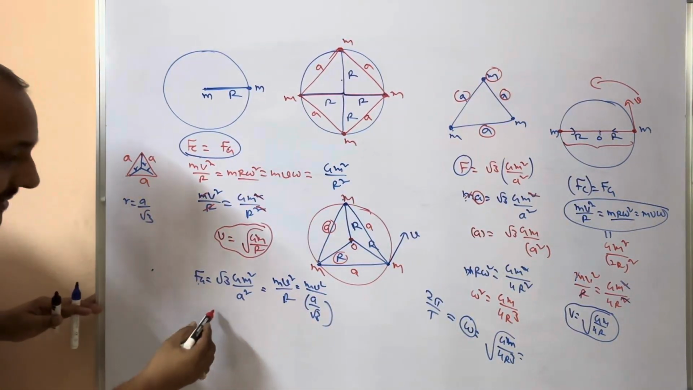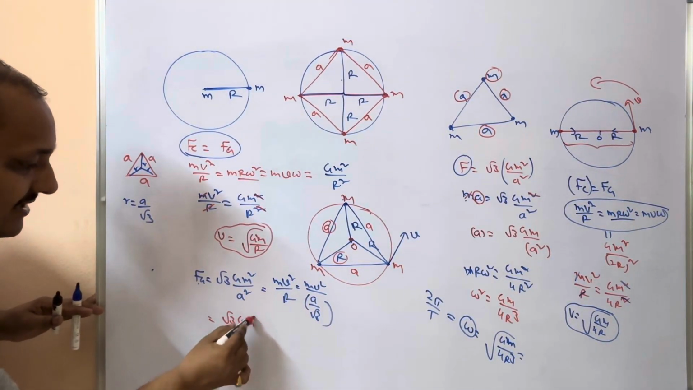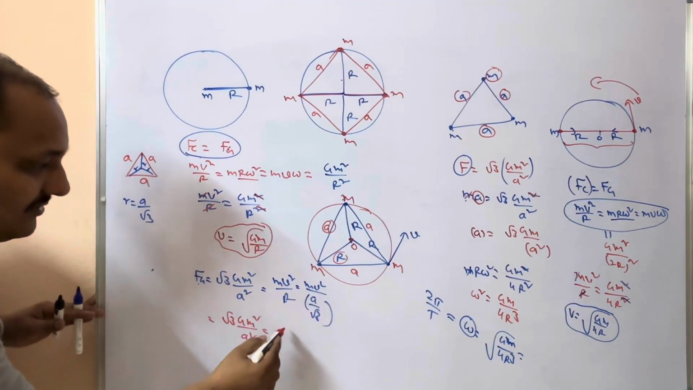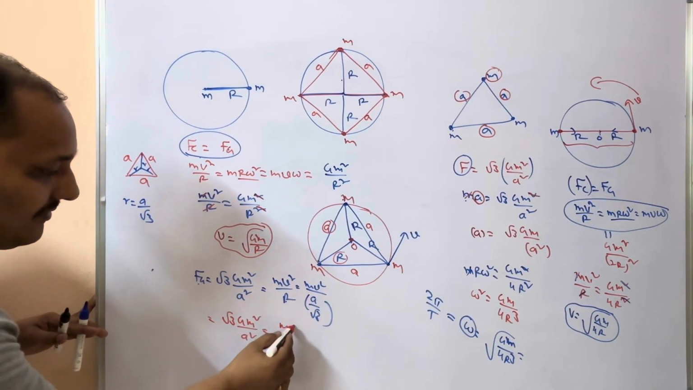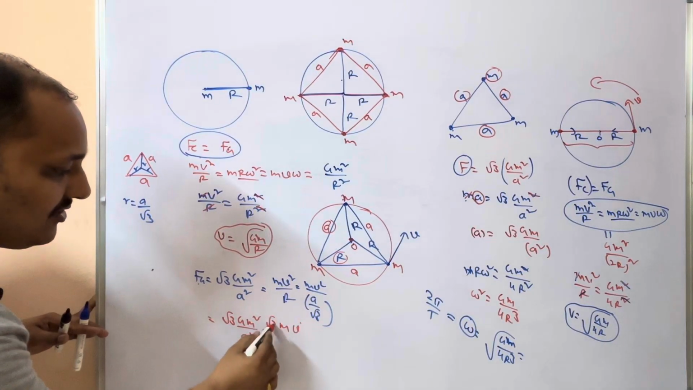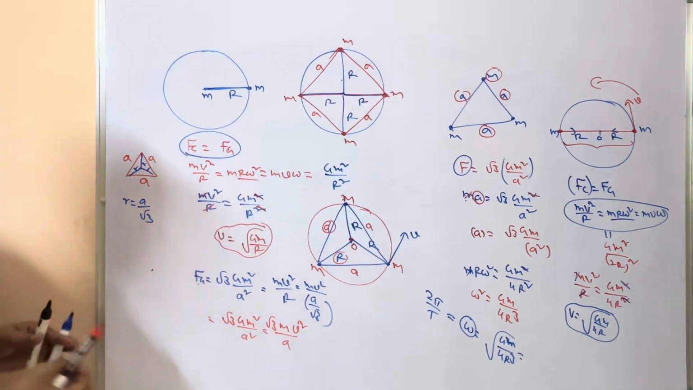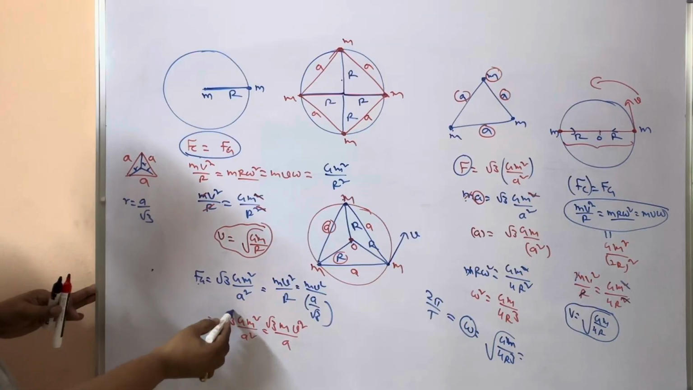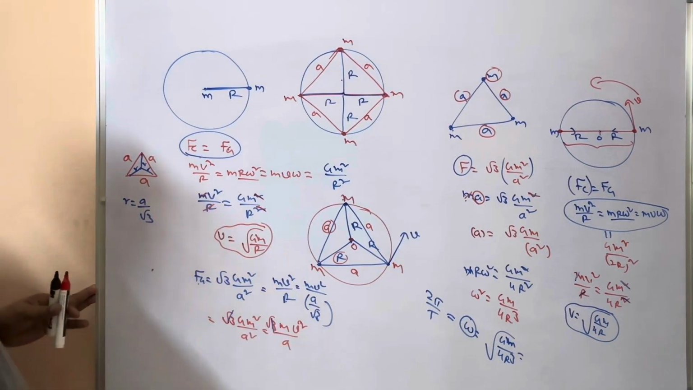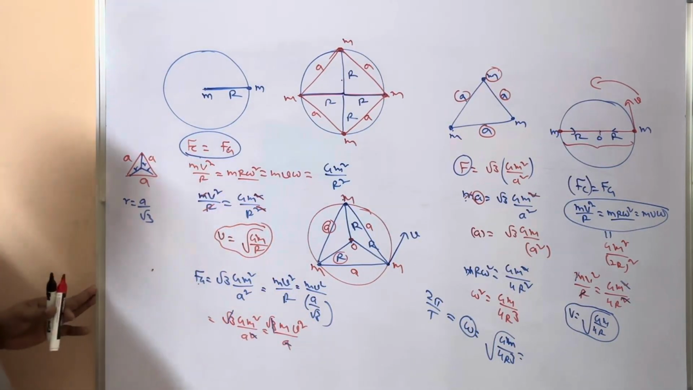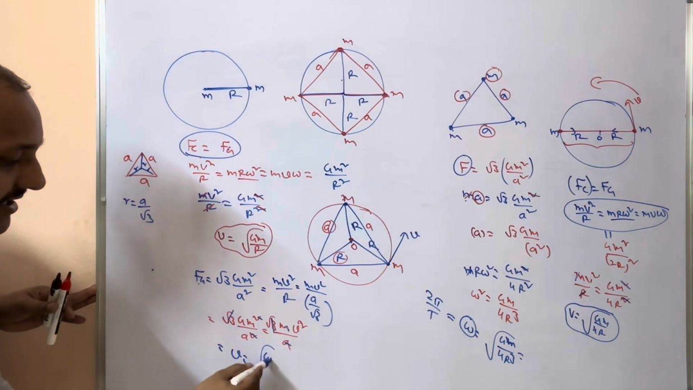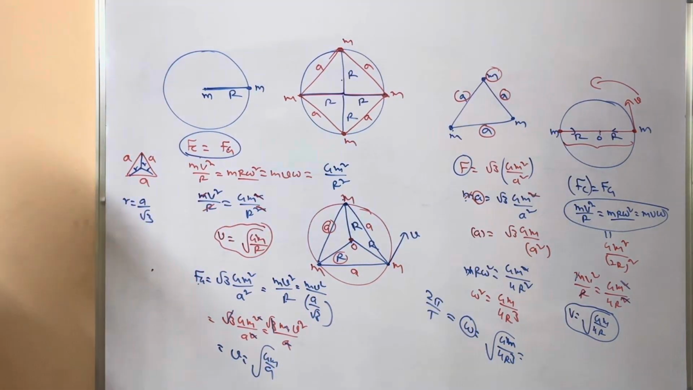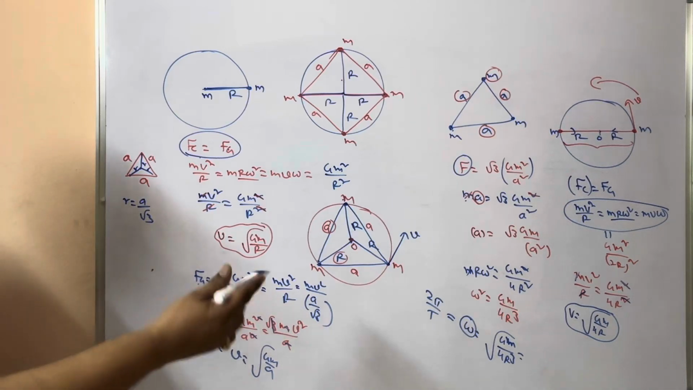Once you write a by root 3, root 3 G m square by a square equals root 3 mv square by small a. So root 3 will be cancelled, one a is going to be cancelled, one m is going to be cancelled. So v is going to be root of GM by a. This is the velocity.